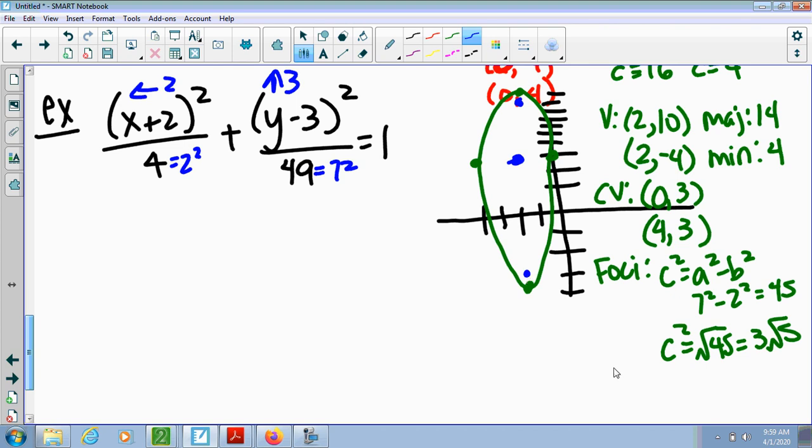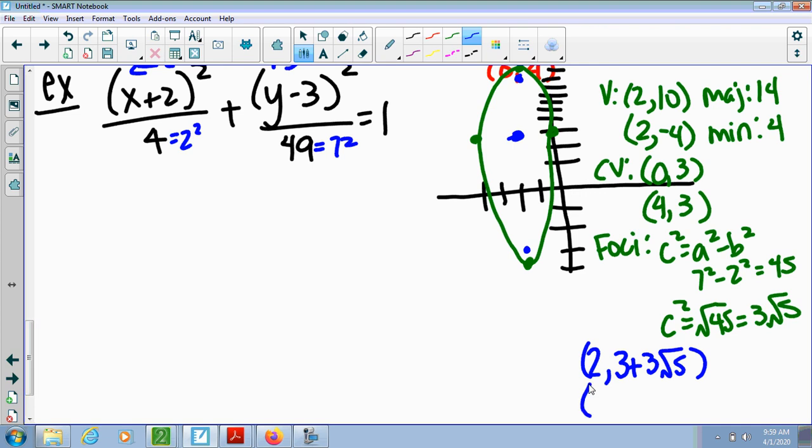So those are my foci. And I've got to figure out what those ordered pairs would be. So my x value is still going to be negative 2. And my y value, I was at 3, and then I went up 3 root 5. So it's going to be 3 plus 3 root 5. That's my first ordered pair. Then for my second ordered pair, the x value is still negative 2, but then I was at 3, and I went down 3 root 5. So those will be my foci for that problem.